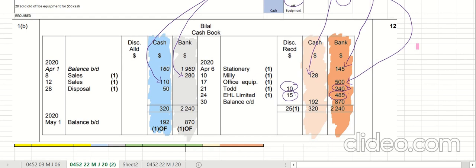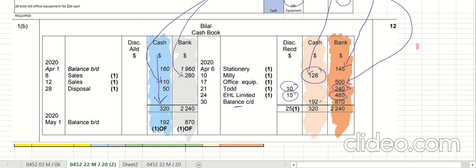There isn't anything for discount allowed, so you can just leave it blank. But for discount received, you have 25, 10 plus 15. But you do not write carry down, brought down for discount received. However, you need to balance your cash and bank columns. As you can see, the cash debit side is greater. Bring down the total, which is 320, 320. 320 take away 128 gives 192. So balance carried down 192 in cash.